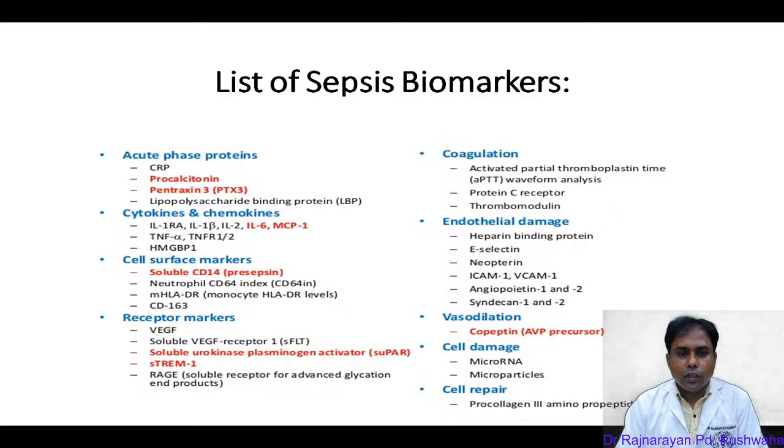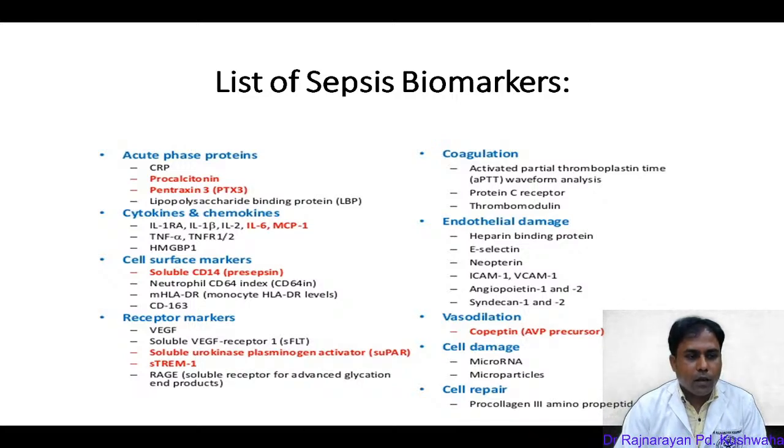Here is a list of biomarkers in sepsis. First are the acute phase proteins, like CRP (C-reactive protein), procalcitonin, pentraxin, and lipopolysaccharide binding protein (LBP). These biomarkers are acute phase proteins.